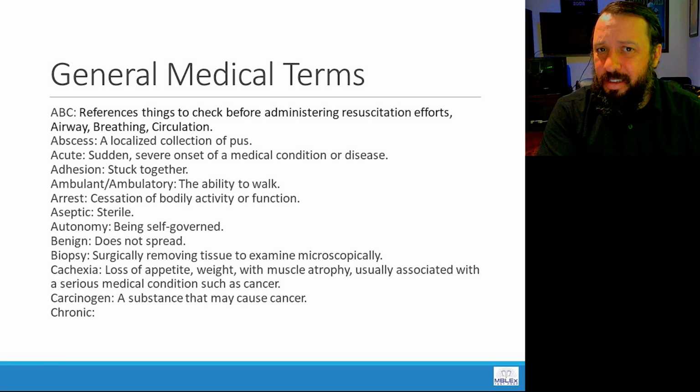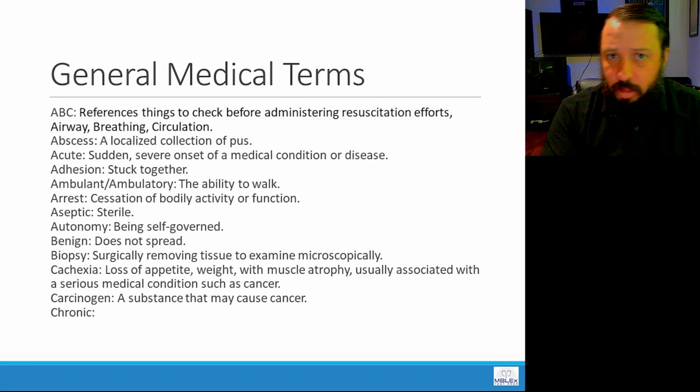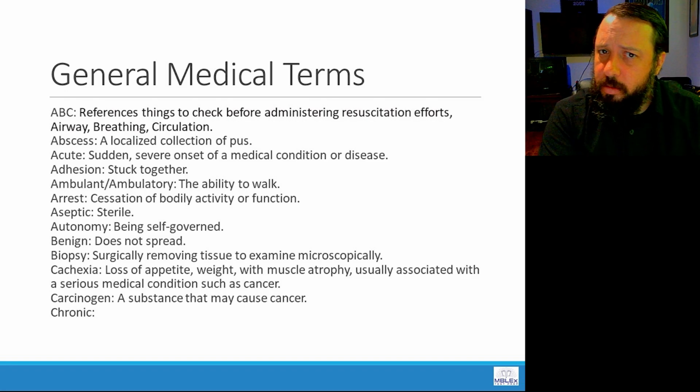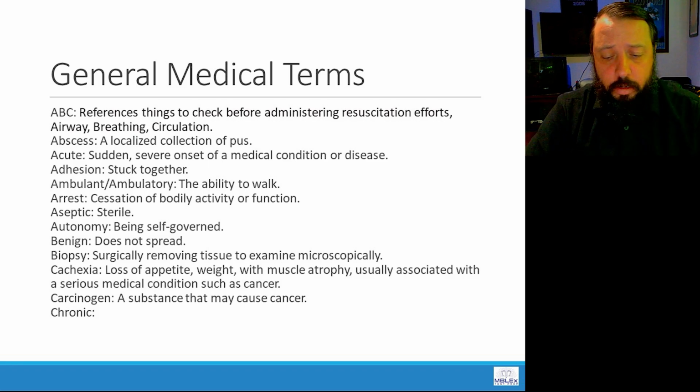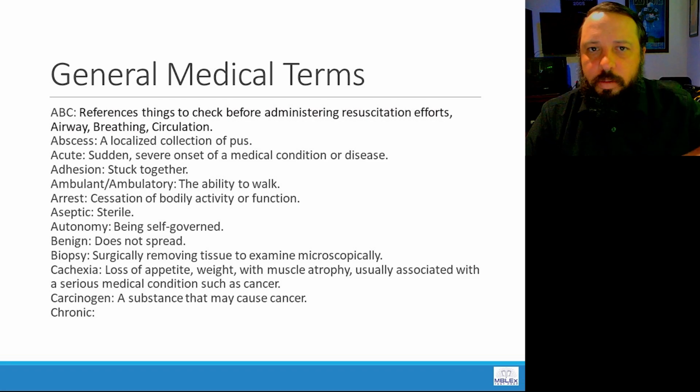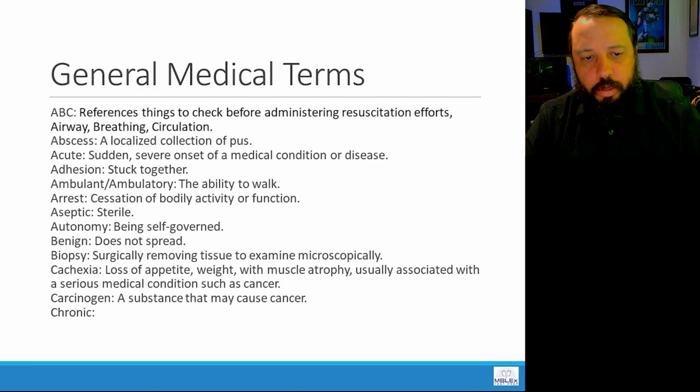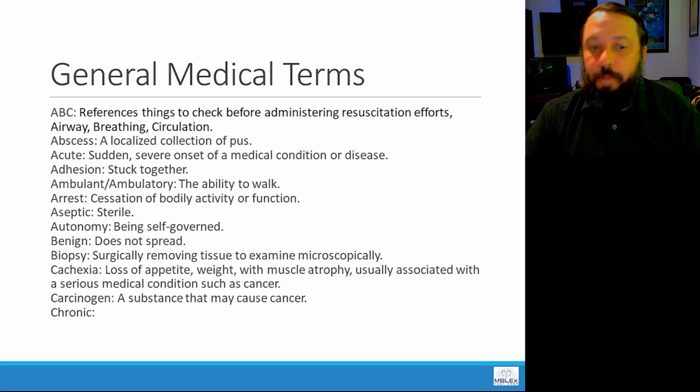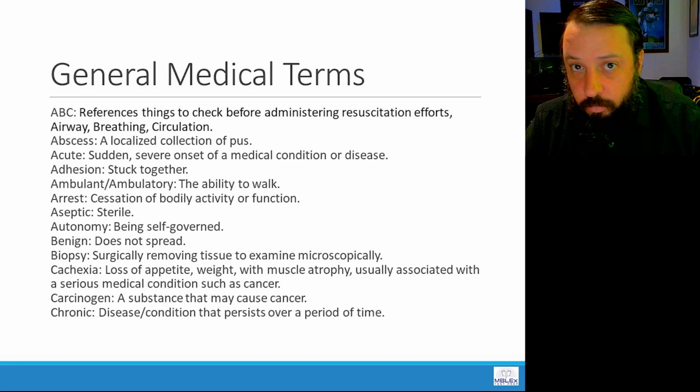Hepatitis C is considered a chronic condition where the virus will attack the liver and then it will kind of subside, and then maybe a few months later it'll attack the liver again and then subside and then goes back and attacks the liver. So that's a chronic condition, something that keeps happening over and over and over again. Okay, so it's a disease or condition that persists over a period of time.